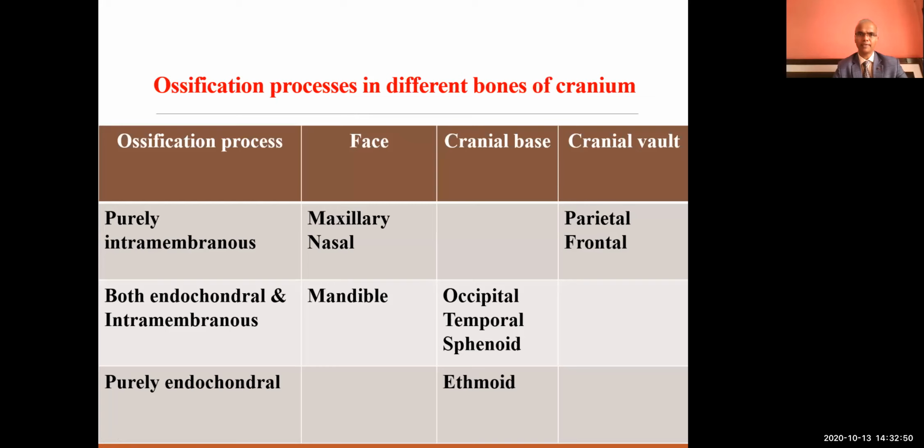Now, the ossification process in different bones of the cranium. The purely intramembranous bones are the maxillary bone and nasal bone in the face, and the parietal and frontal bone in the cranial wall. Both endochondral and intramembranous are involved in the mandible and in the cranial base: occipital, temporal and sphenoid bones. And the purely endochondral bone is the ethmoid.